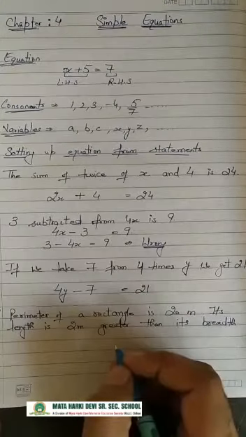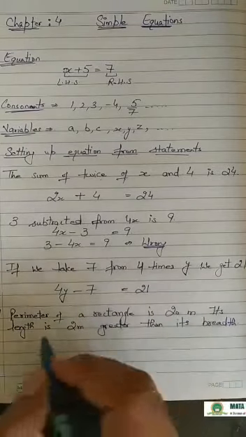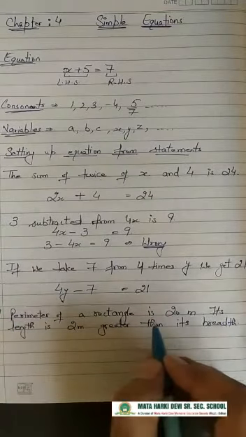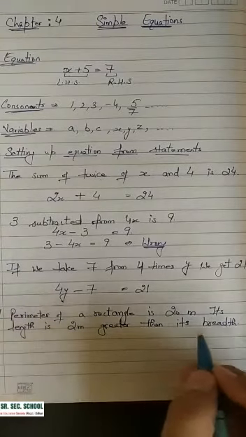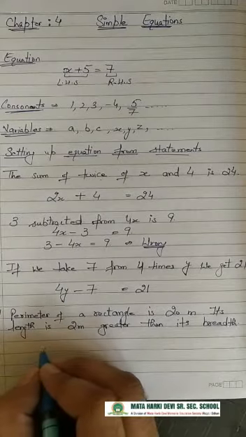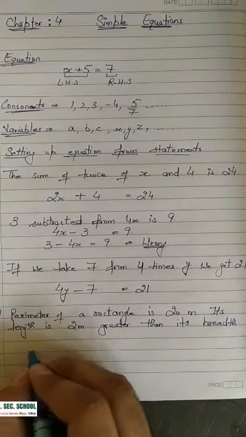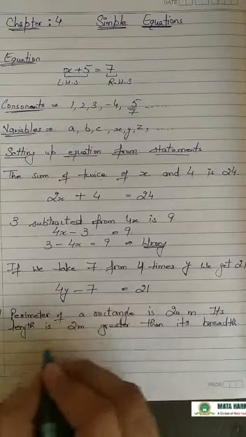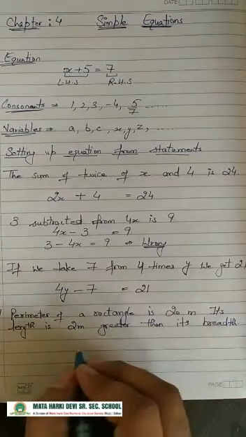We also get a few lengthy statements and you have to make equations from these. For example, the perimeter of a rectangle is 20 meters. Its length is 2 meters greater than its breadth. As you know, the formula for perimeter is 2 into (length plus breadth). So we are given the perimeter and the relation between length and breadth. What is the value of length and breadth here?